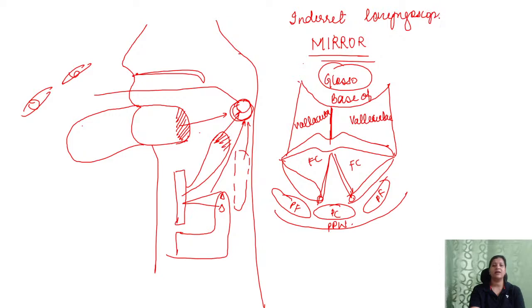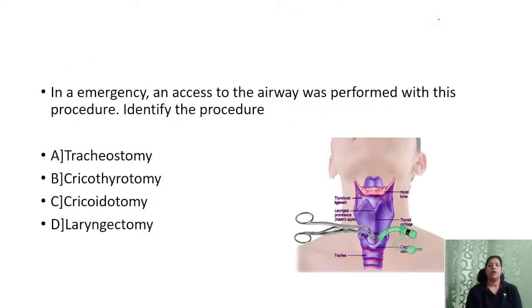So I hope it is clear why we are not using a tongue depressor here, but in posterior rhinoscopy we use a tongue depressor. Okay, in an emergency, access to the airway was performed with this procedure. Identify the procedure. Is this tracheostomy, cricothyrotomy, cricoidotomy, or laryngectomy? Yes, I'm waiting for all of you. Good luck. Solve the question and give me the answer in the chat.